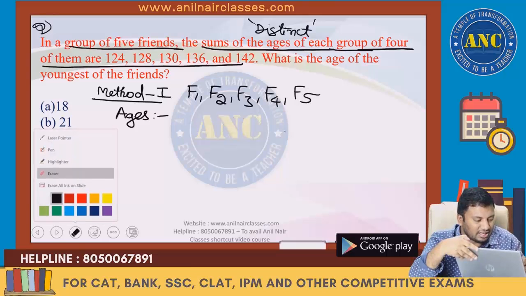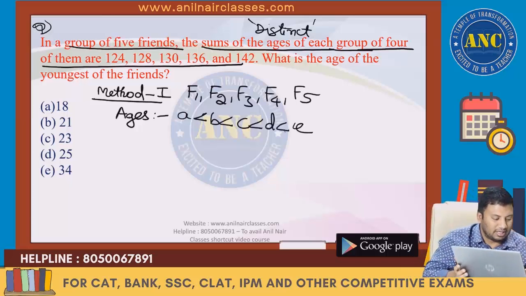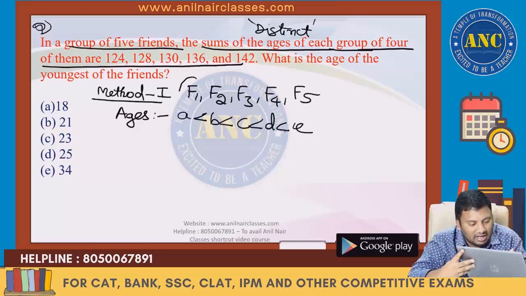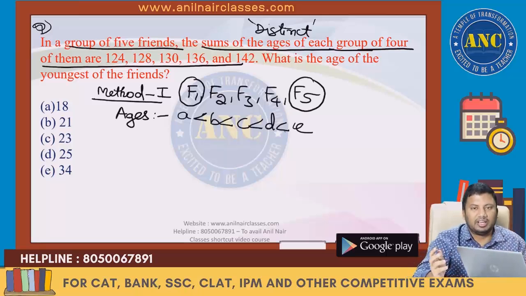If the ages are A less than B less than C less than D less than E, these are the ages of 5 friends. Assume the ages are in ascending order. This is the youngest friend and this is the oldest friend. Youngest friend's age is A and the oldest friend's age is E.